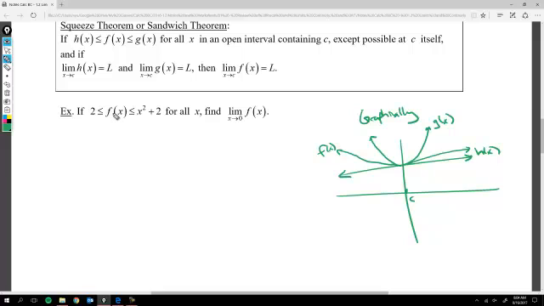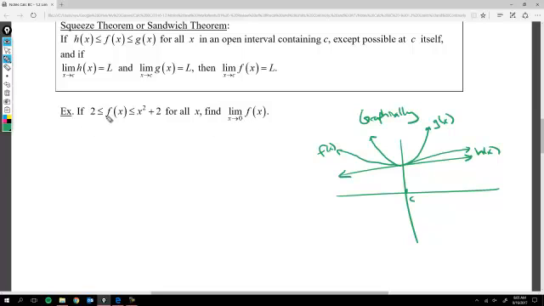So let's look at a problem. Okay, so I have 2 is less than or equal to f of x less than or equal to x squared plus 2, which is kind of what I did here, for all x. It wants me to find the actual limit of f of x. Okay, I don't know what f of x is. I don't care what f of x is because I can use my squeeze theorem.